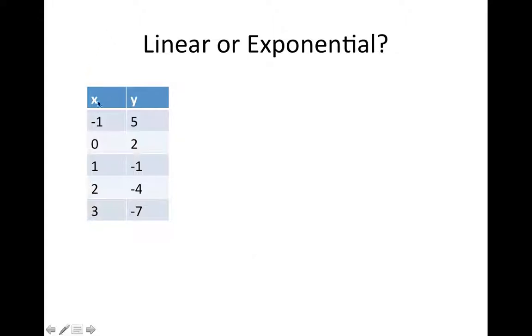Alright, so the first question is linear or exponential. So what we want to do is look at our y values. Our x values are stepping up by 1, so we can look just at our y values. If you look at these, the change between them to get from 5 to 2 and from 2 to -1, from -1 to -4, the pattern there is to subtract 3 every time. From -4 to -7, same thing, subtracting 3 every time. So this is an average rate of change of -3.